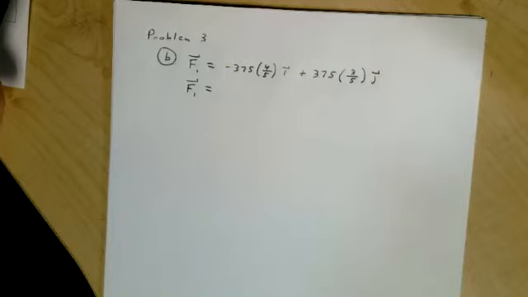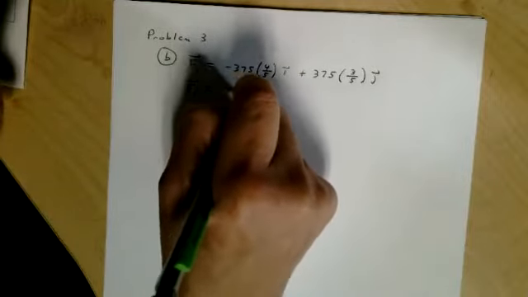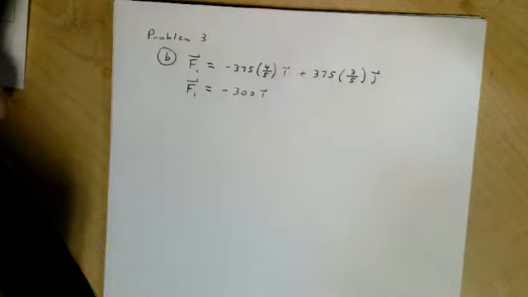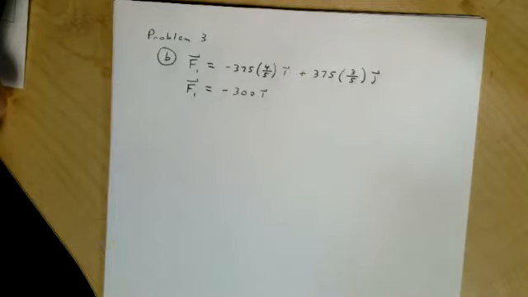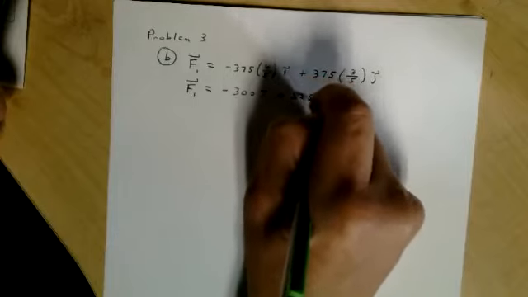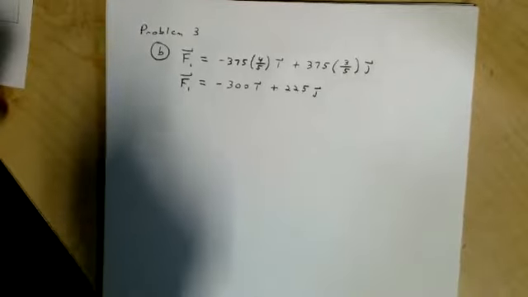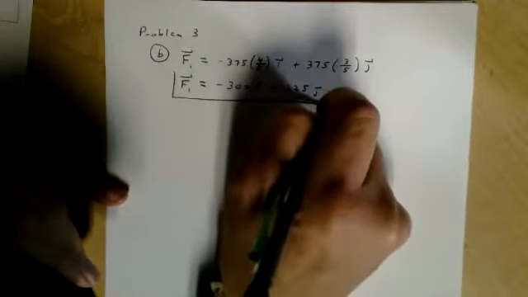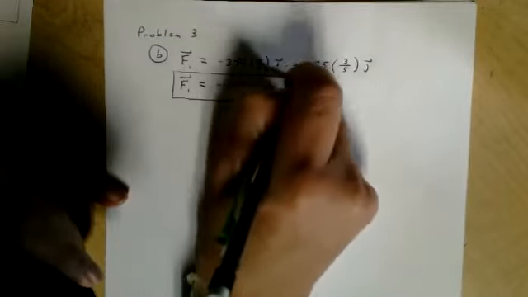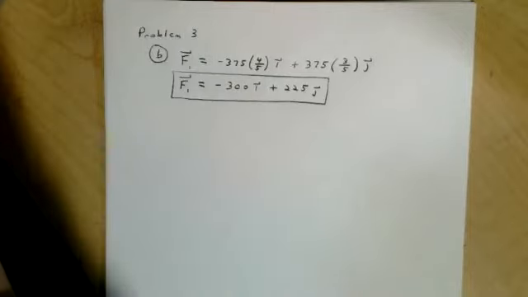And so this is going to be 375 times 4 divided by 5, minus 300I. 375 times 3 divided by 5, plus 225J. That's the first answer. Then the second answer.